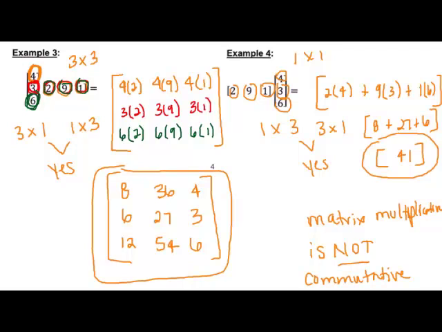If you remember from chapter 1, commutative means that we can change the order. So remember, in addition and multiplication, we can change the order and it doesn't change our answer. However, this is not true with matrices. When we multiply matrices, the order does matter.